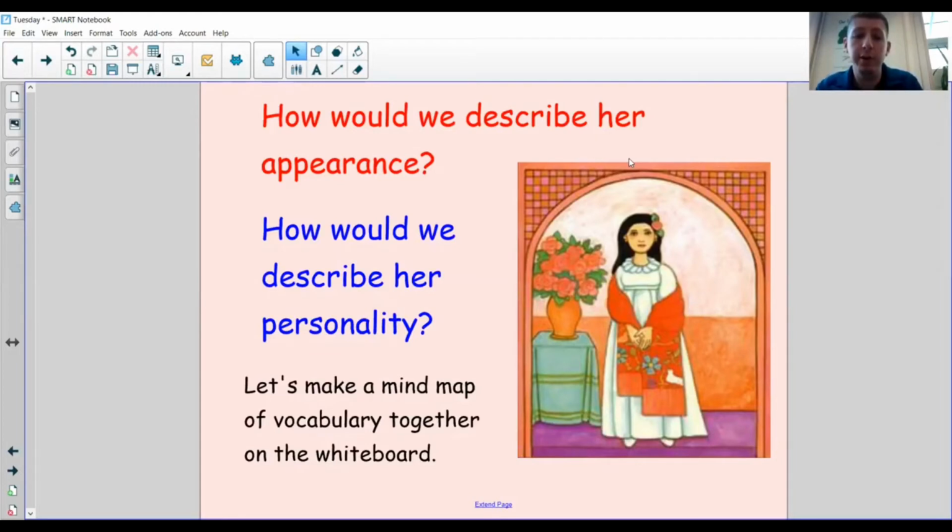So what I'd like you to do is see if you can make a mind map of vocabulary that you could use to describe the way that she looks. You can use that picture on the screen to help you, or to describe her personality. That means what she is like as a character. Now, obviously, we don't know loads of details about her yet. We only know a little bit. But what you do know, you can use to help inform your ideas about what her personality is like.